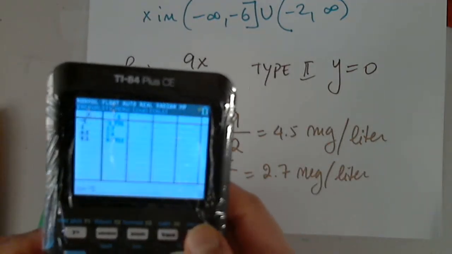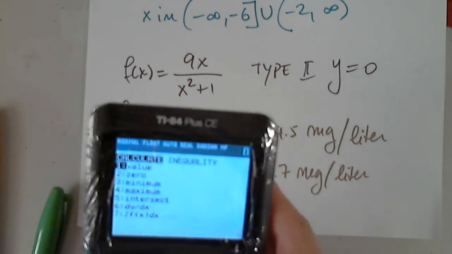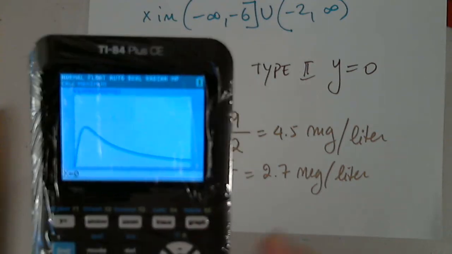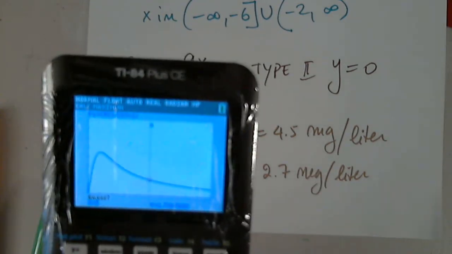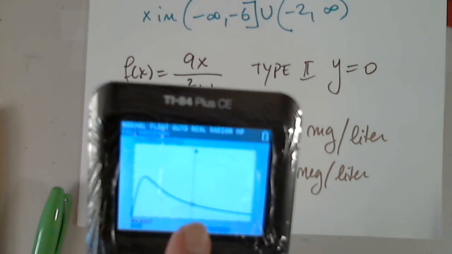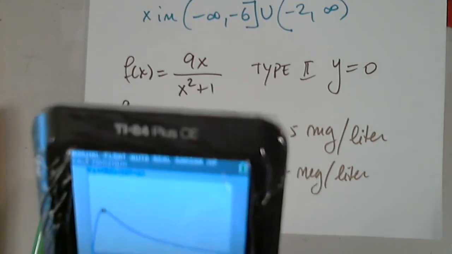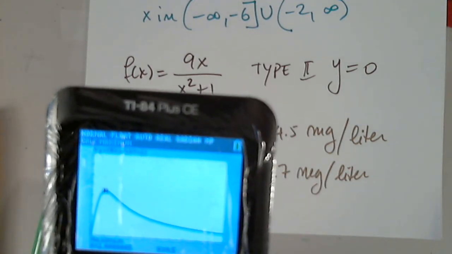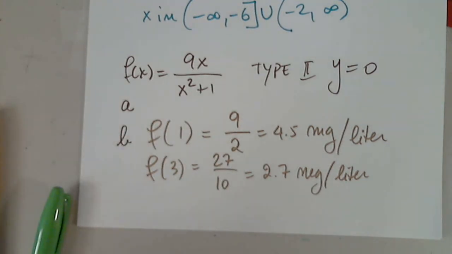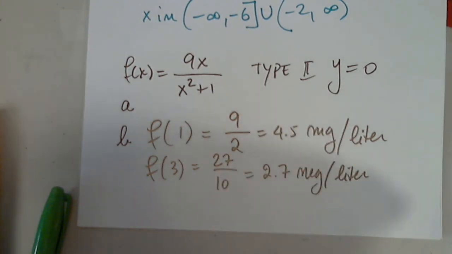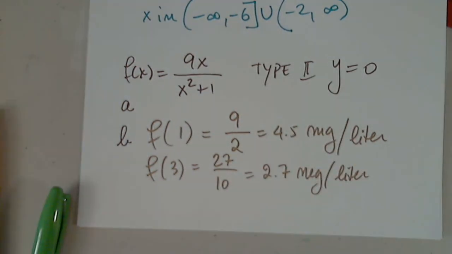So second and calc and maximum. And put the 0. And then let's say 5. So the calculator knows that you're looking for a maximum between these two x values. And it gives us 4.5 as expected. So it spikes to the maximum, which is 4.5 in 1 hour, and then gradually comes back to 0, coming out of his system. That's it with problem 2.